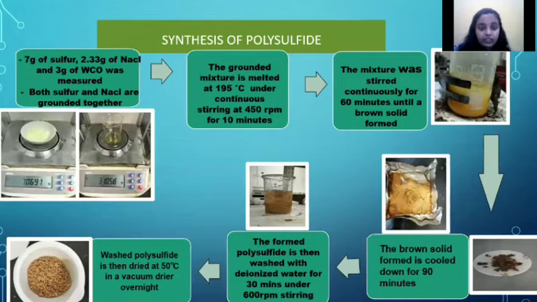So for the synthesis of polysulfide, for the first type, which is the 70% sulfur and 30% waste cooking oil, we have measured 7 gram of sulfur, 2.33 gram of NaCl, and 3 gram of waste cooking oil. Both sulfur and sodium chloride are ground together using a mortar and pestle. The ground mixture is then added to a beaker and heated at 195 degrees Celsius under continuous stirring of 450 RPM for 10 minutes.